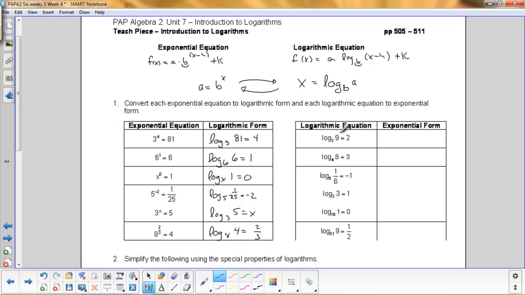Now we're going to convert from logarithmic back to exponential form. So it's going to be 3 squared equals 9. X to the third equals 8. 6 to the -1 power equals 1/6. 3 to the first equals 3. 15 to the 0 power equals 1. And 81 to the 1/2 power equals 9.